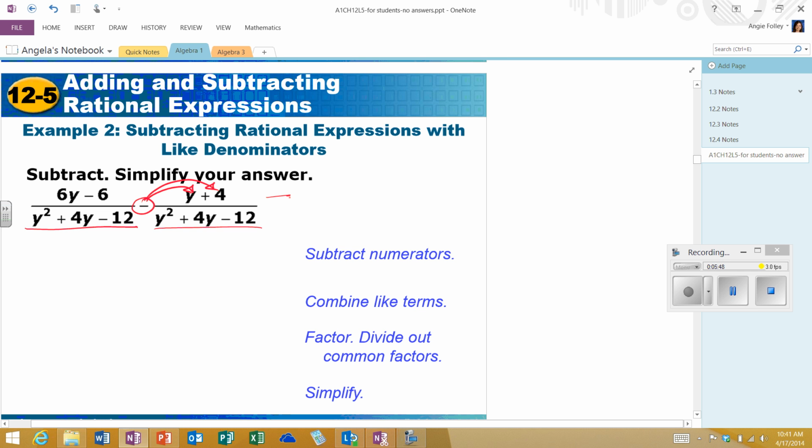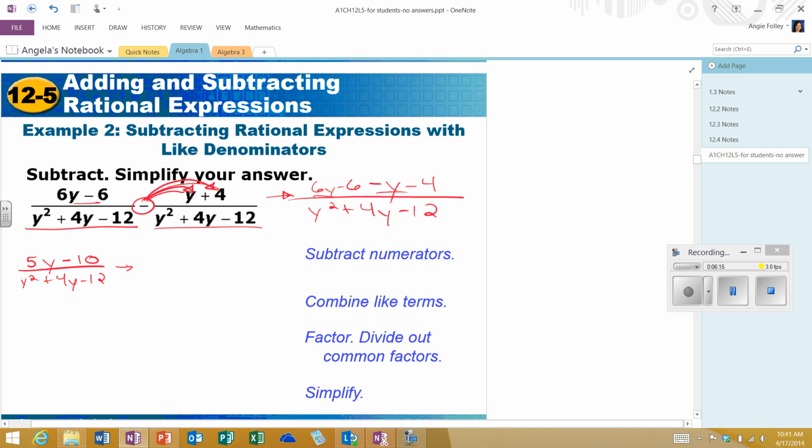So my top becomes 6y minus 6, that's what this was. Now I have a minus y and a minus 4, all over y squared plus 4y minus 12. I'm going to combine my like terms. 6y minus y becomes 5y. Negative 6 minus 4 becomes negative 10, all over y squared plus 4y minus 12.